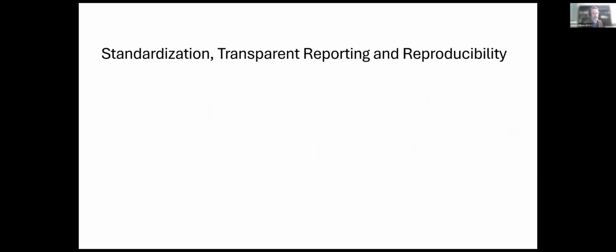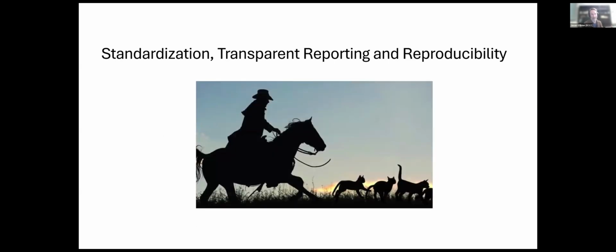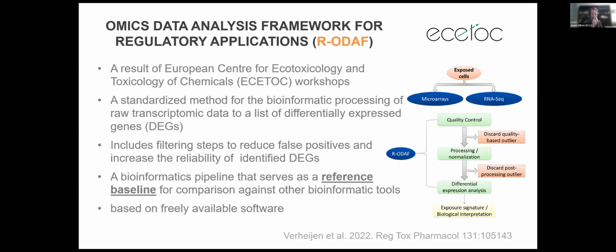Some of the major challenges that needed to be overcome for using genomics in risk assessment are standardization and transparent reporting to promote reproducibility. And standardization in genomics and bioinformatics research is a lot like herding cats. It was a major challenge, but it's something that really needed to be done and demonstrated. And some of the first efforts in this area, important efforts, were the development of the ROADMAP, the Omics Data Analysis Framework for Regulatory Applications.